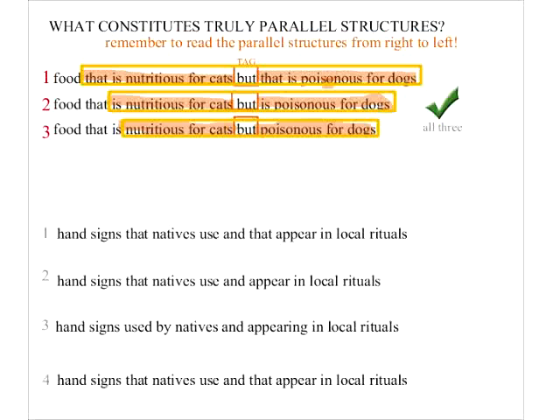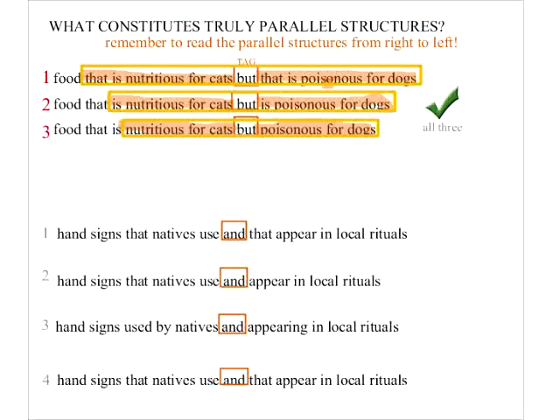Okay, so in this case, what is the tag? Go ahead and indicate, please, what is the tag? In the text box. Yeah, the tag is "and." Okay. So there's the tag. And that appears in local rituals.